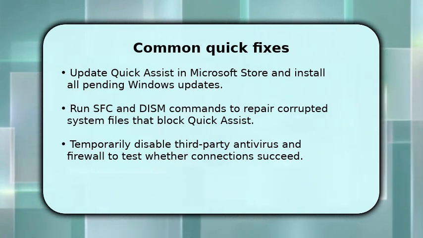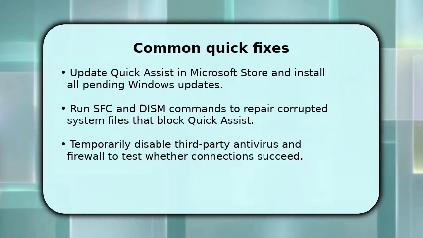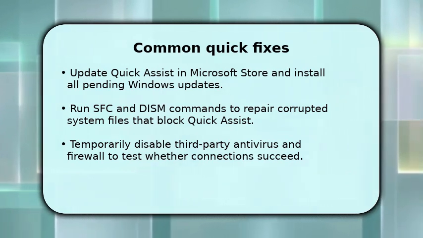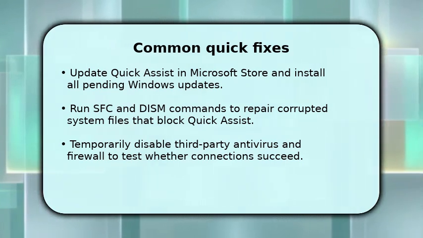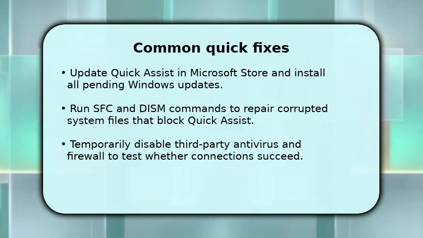Temporarily disable third-party antivirus and firewall to test whether connections succeed. Temporarily disabling security software helps identify blocking rules or deep packet inspection issues.